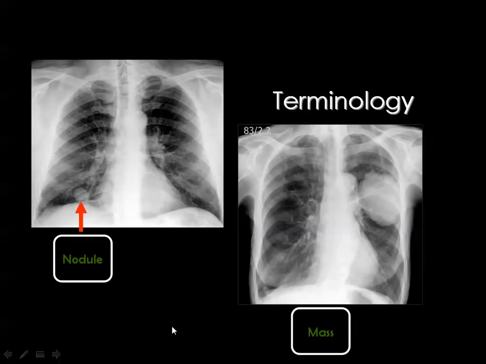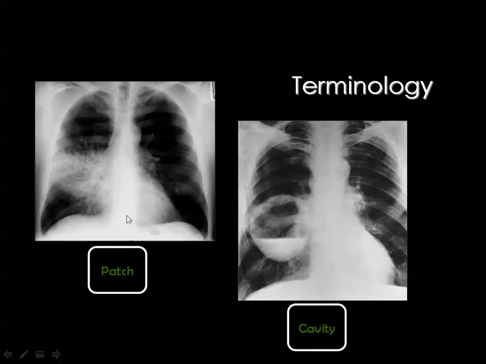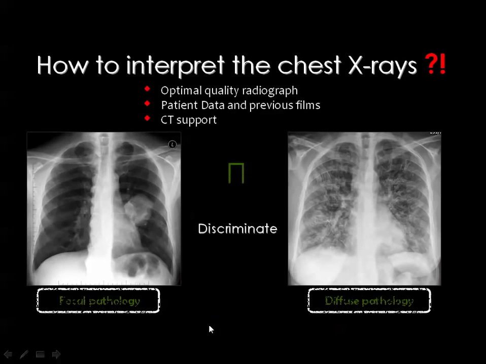Then there are four other terminologies we want to know. The definition of a pulmonary nodule is a well-defined lesion which is less than 3 cm in diameter. The pulmonary mass is a well-defined lesion that is more than 3 cm in diameter. The pulmonary patch is an ill-defined lesion containing air bronchogram. The pulmonary cavity is a well-defined lesion containing air, whether this air is total or partial. Partial meaning there is some air fluid level, as we will discuss soon.